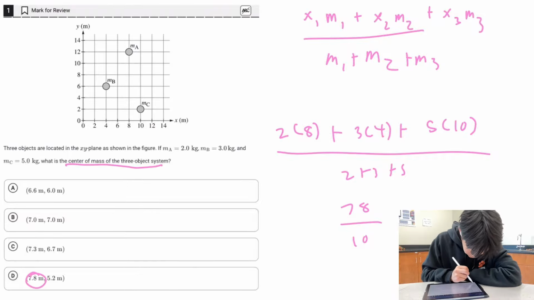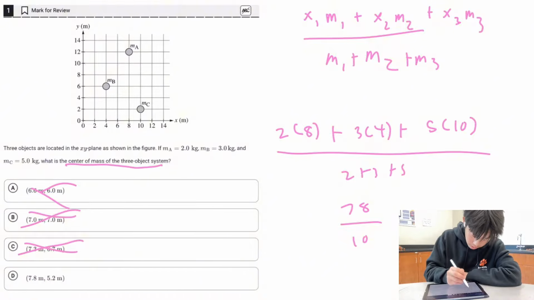Which one of these has 7.8? It's this one. Has to be this one. Can't be any of these. Boom, that's the answer. Pretty easy first question.